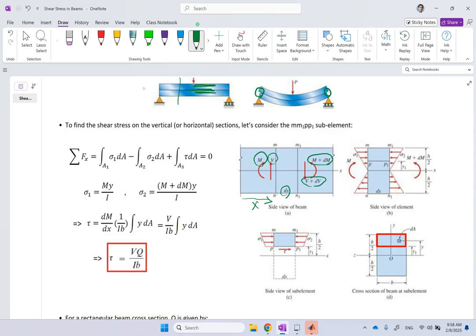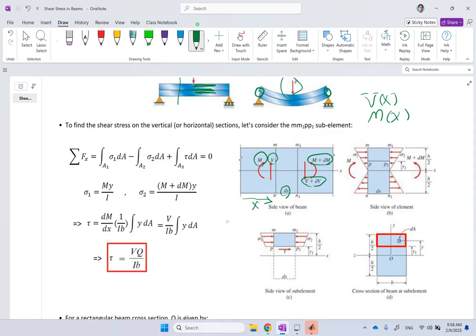Clearly, because there is shear force, V and M are functions of location x and are not constants. It's non-uniform bending. As a result, if the left side has V and M, the right side should have something a little bit different, and we showed those differences by dV and dM.